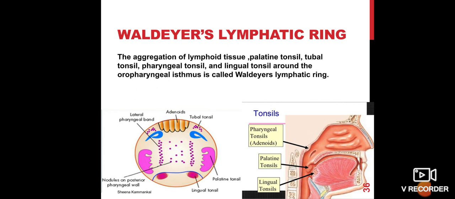Then the floor of the mouth is formed by the tongue, and the posterior part of the tongue has another collection of tonsil, which is called the lingual tonsil. So all these collections of lymphatic follicles are connected by a ring-like structure, by connecting these tonsils together, that forms a ring which is called Waldeyer's ring. So Waldeyer's ring is nothing but a group of tonsils, a group of lymphatic follicles which is present in and around the oropharynx.